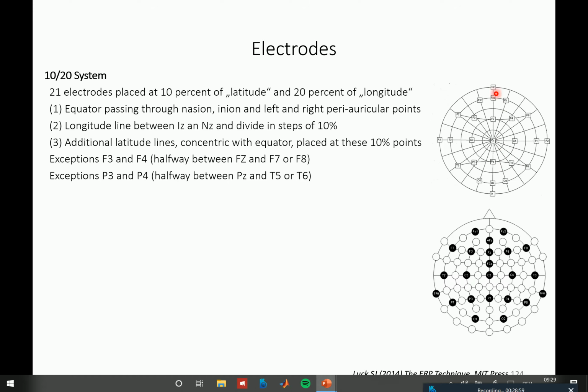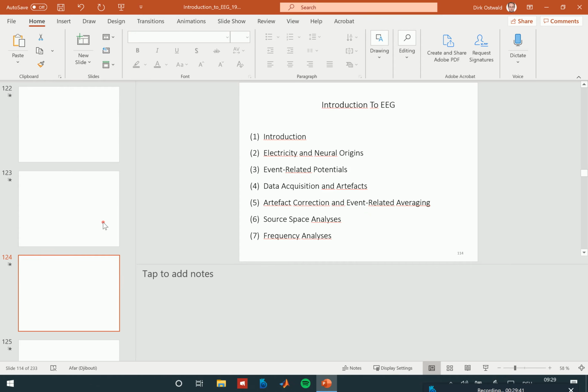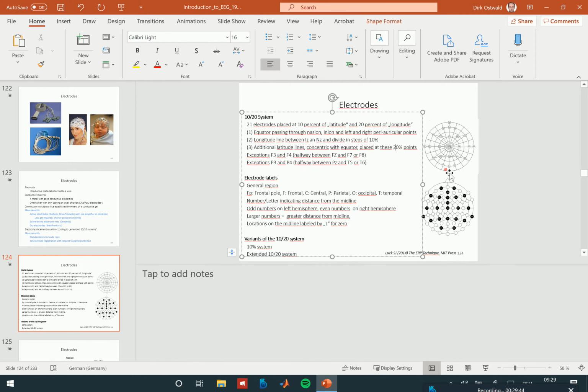And then in addition to this line, you introduce additional latitude lines that are concentric with the equator, and these are placed also at 10%. So you basically have to have the equator and then go in terms of 10%, no, 20%, sorry. 20, 40, 60, 80, and done. Yeah, so that's why 20. This is confusing here with this 10. I'm not sure what that means. It should be 20.